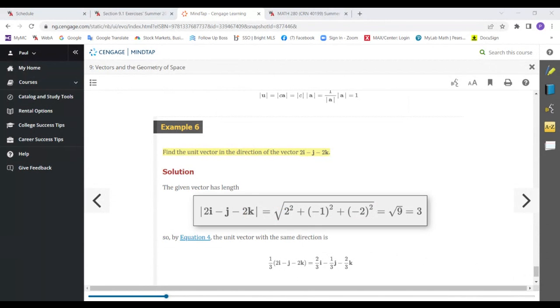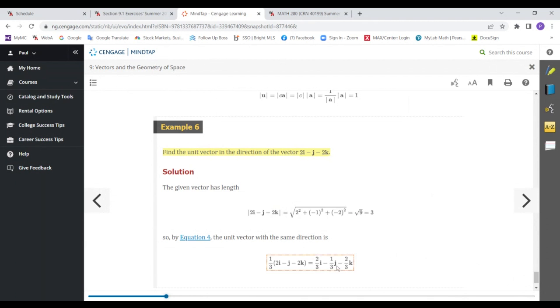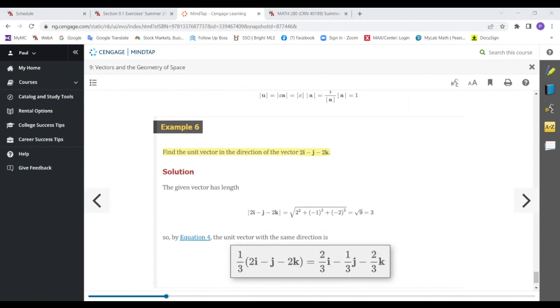This is example 6. Find the unit vector in the direction of 2i minus j minus 2k. Simply find the length of the vector, which is 3 in this case, and then divide the vector by 3. And that gets you the unit vector. It's really quite fascinating. Are there any questions on that?